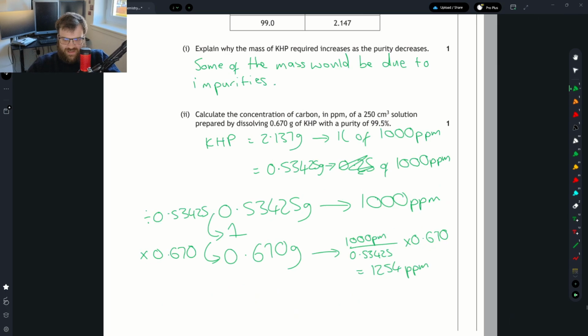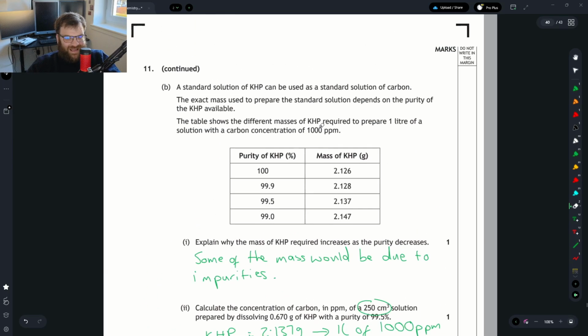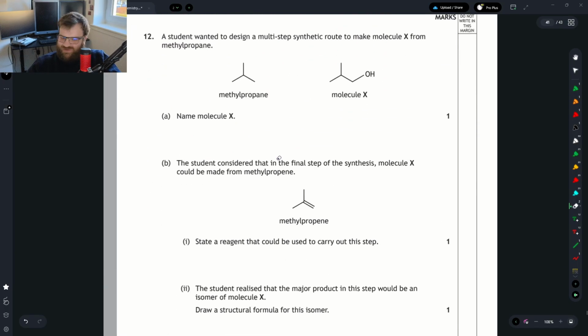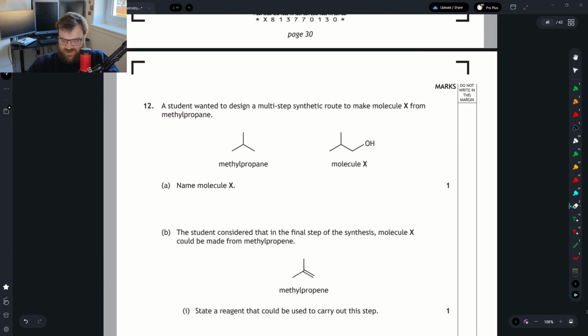So what did I do? I scaled it down to see what I would need if I was keeping 1,000, the same concentration, but for a quarter of the volume. And then I've scaled it up because we have got more than what was needed to make 250 of 1,000. So if we use more of the KHP, that would represent a higher concentration of carbon. There's probably a more elegant way of doing it, but I think that's what I'd end up doing there.